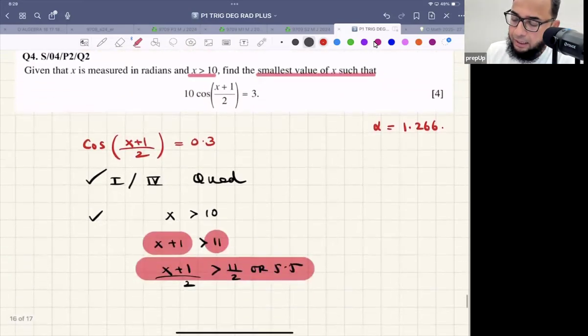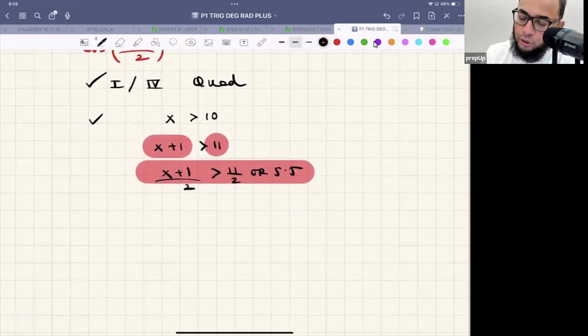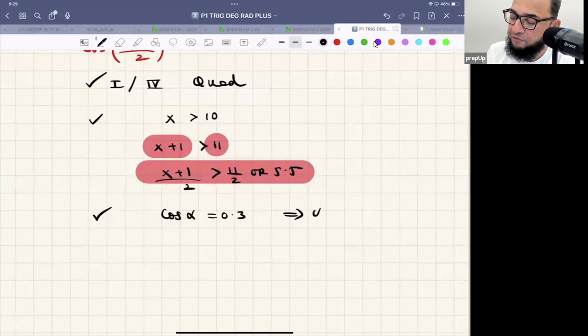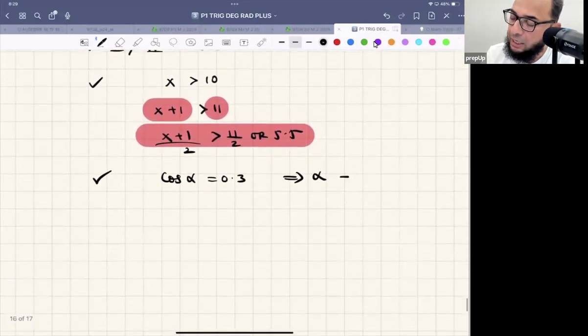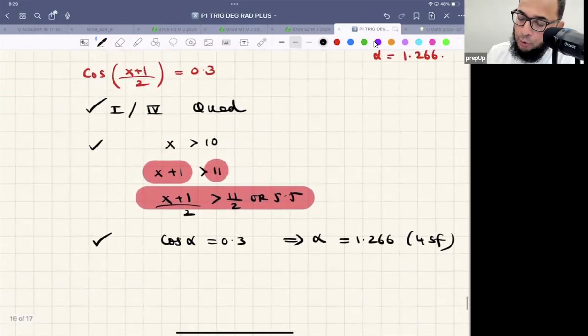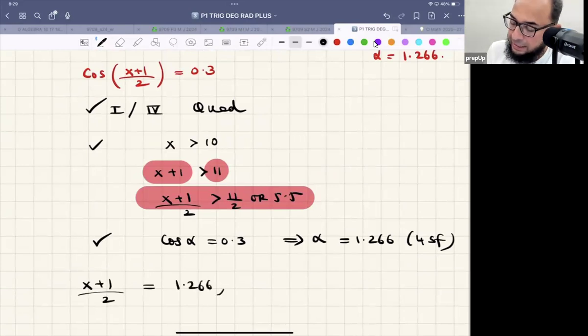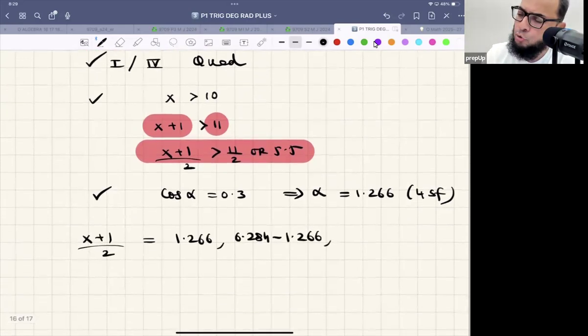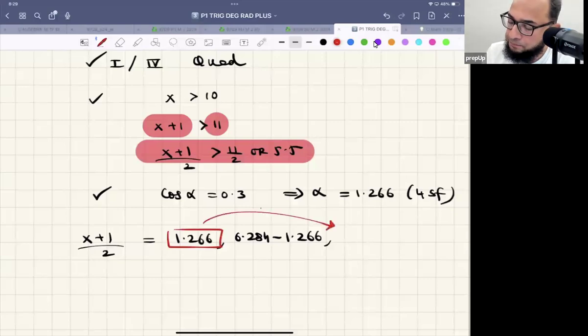And then let's work it out. The next step is cosine alpha is 0.3. Therefore, alpha is 1.266. We work in 4 significant figures. So now, what should I write? (x plus 1) over 2 equals 1.266, and then 2 pi, which is 6.284, minus 1.266. And let me add 2 more answers. Doesn't make a difference. So therefore 1.266 plus 2 pi.